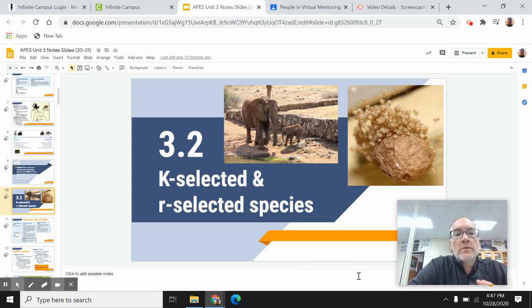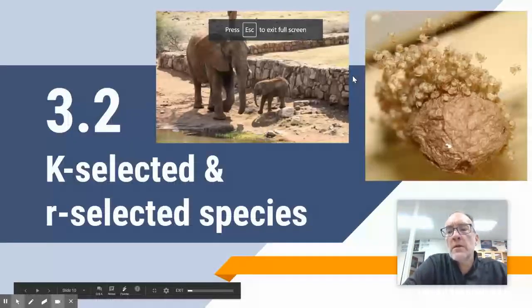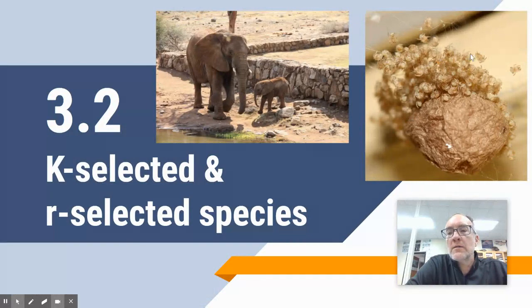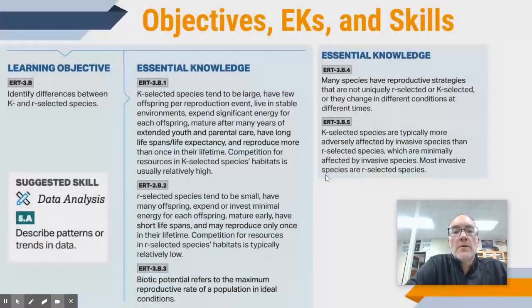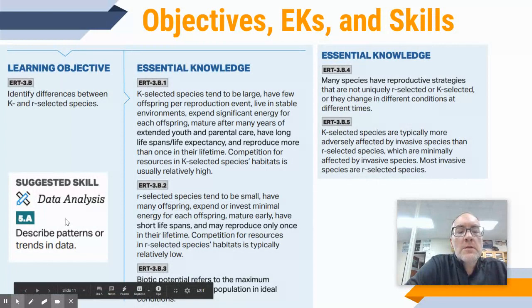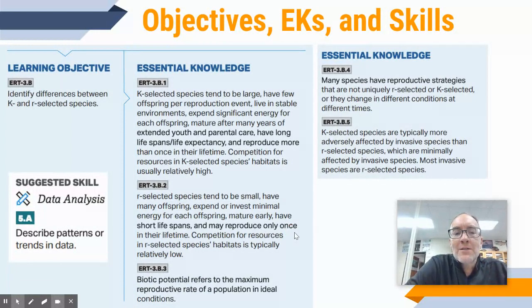All right, 3.2 K-selected and R-selected species. So we're going to be distinguishing between these two groups, much like we just did with generalist and specialist. Examples here, elephant. We're going to talk about K-selected, R-selected, spider, for example. So our objectives, essential knowledge and skills, you can see identifying those differences. We're going to be doing some data analysis. K-selected, R-selected, I'll be talking about in slides.